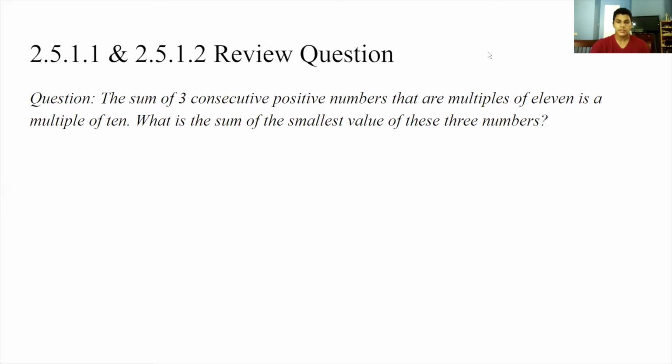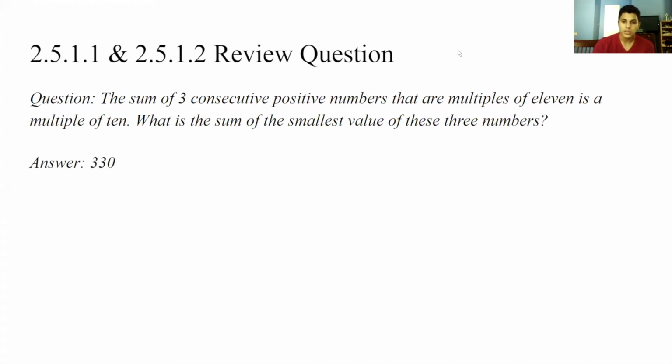So the correct answer to this question was 330. So the question says the sum of 3 consecutive positive numbers that are multiples of 11 is a multiple of 10. What is the sum of the smallest value of these 3 numbers?